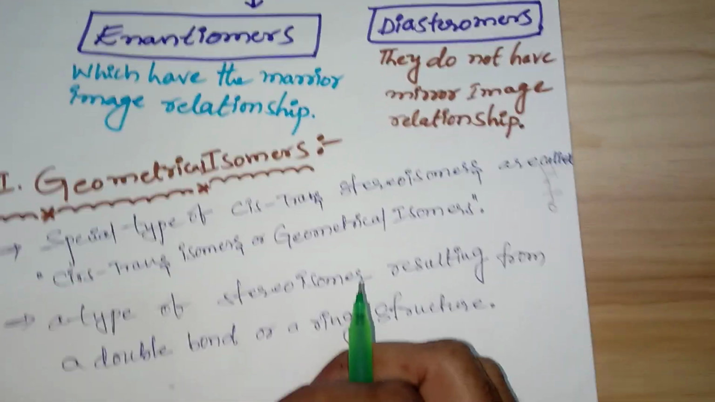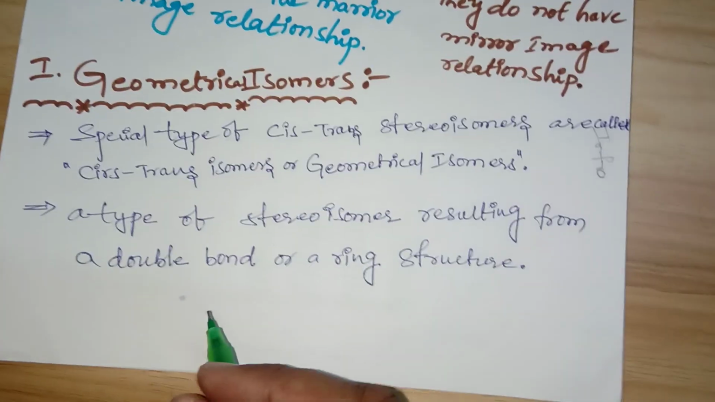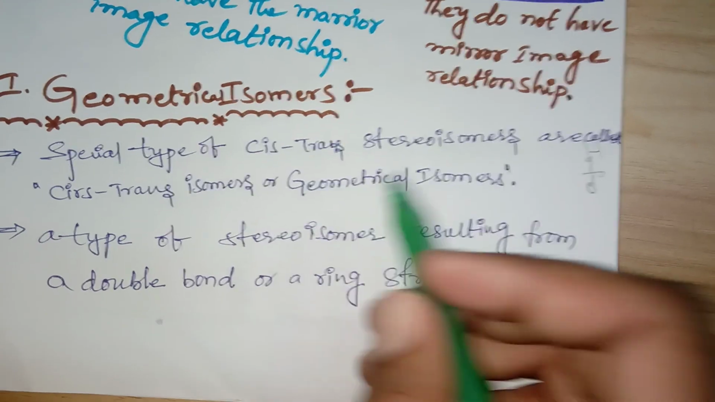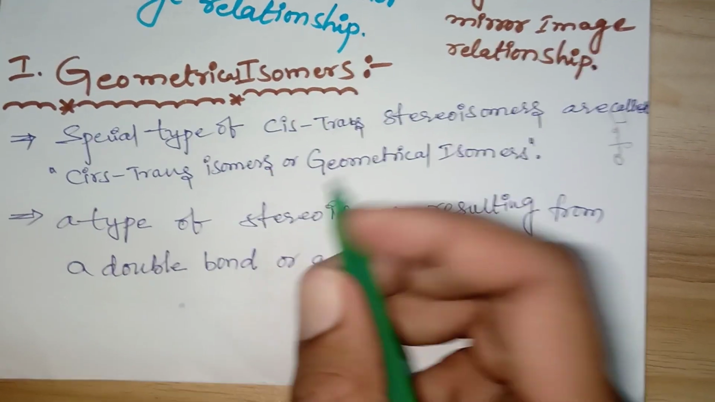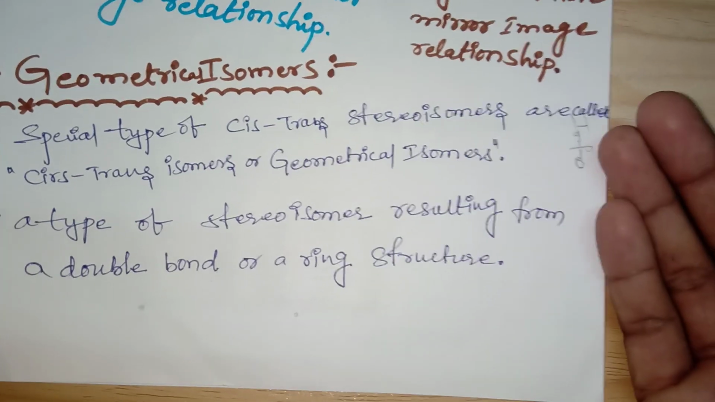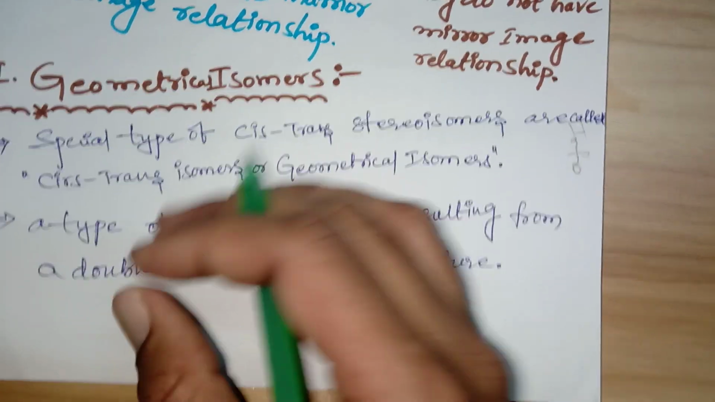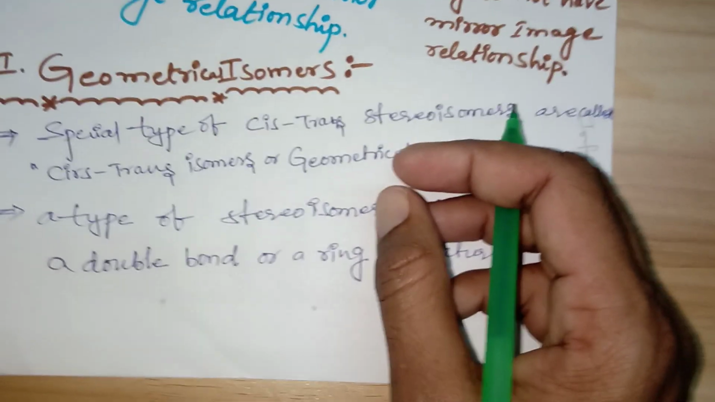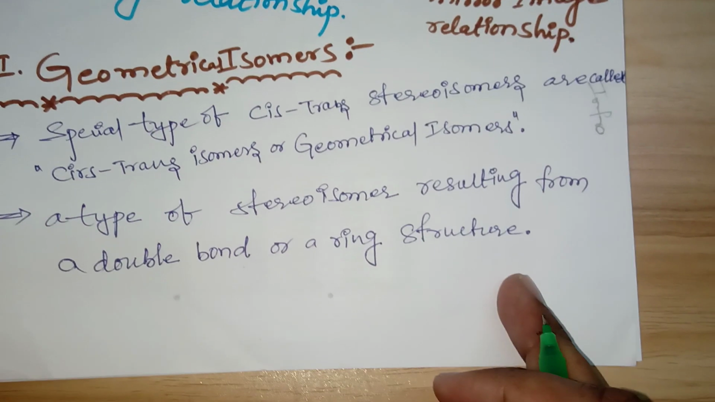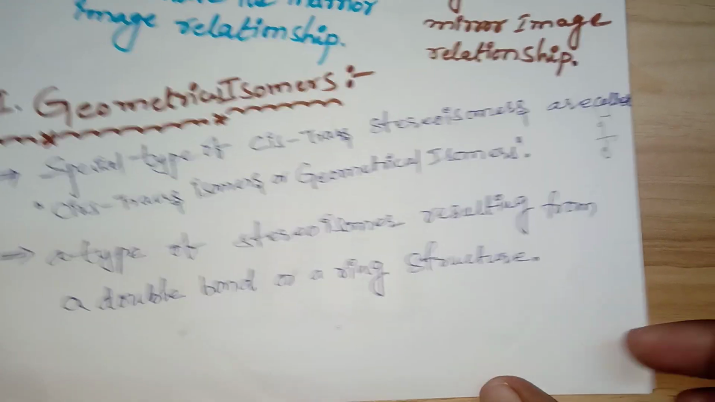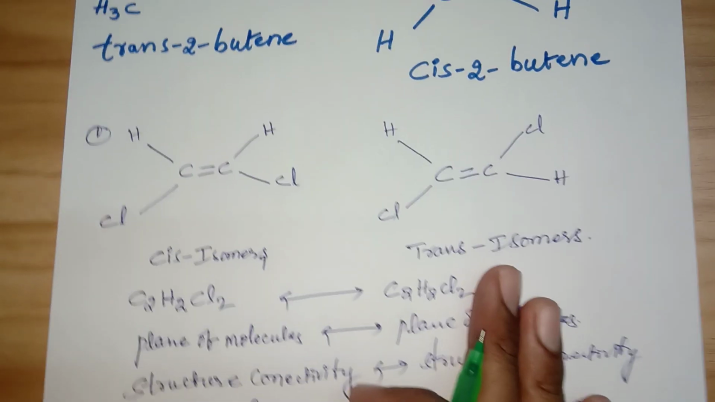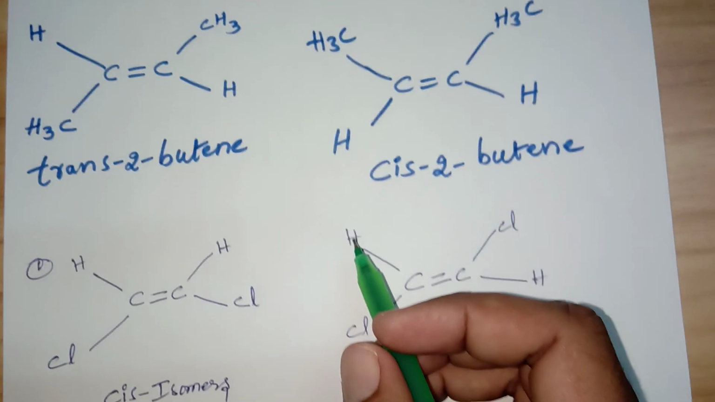Now we'll come to the geometrical isomers. What do geometrical isomers mean? The spatial type of isomers, cis-trans isomers, are also called geometrical isomers. So geometrical isomers are nothing but cis-trans isomers, right? They are a type of stereoisomers resulting from a double bond or a ring structure. So that is called geometrical isomers. You can see some examples of geometrical isomers, right?